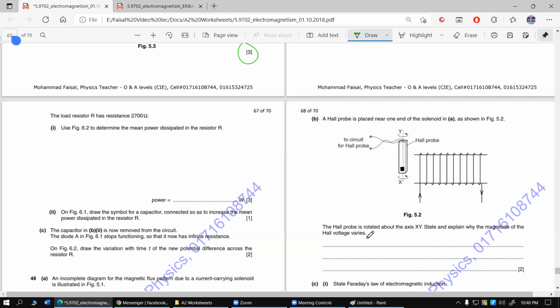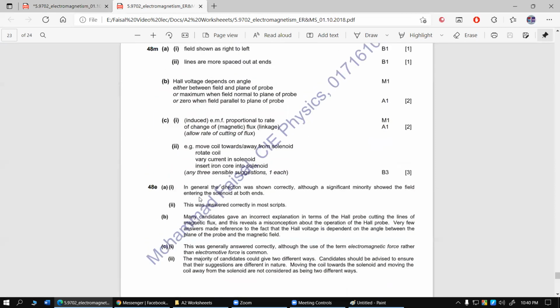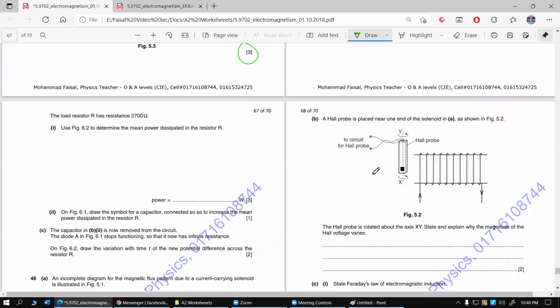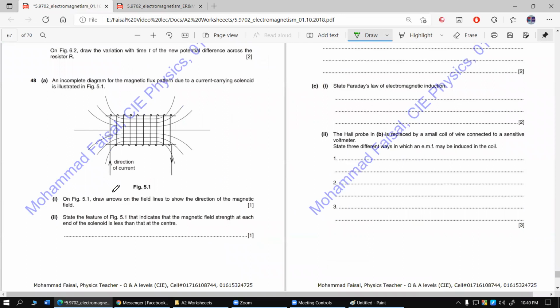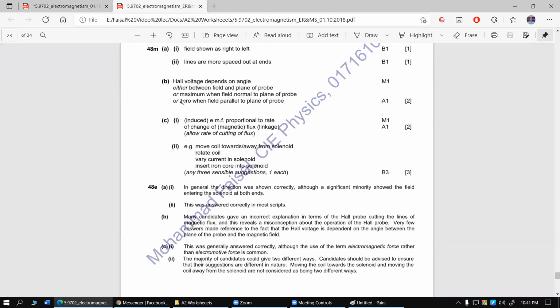So এটা আসলে আমি এক্সপ্লেইন করলাম, বাট এক্সাক্ট ওয়ার্ডিংটা কী হবে আই এম নট শিওর। মানে 2 মার্কের জন্য কনসাইজ ওয়ার্ডিংটা আমি একটু মার্কস্কিম থেকে দেখতেছি। 48 নাম্বার ওয়ার্ডিং কী বলছে? ওয়ার্ডিং বলছে, induced EMF is proportional to rate of change of magnetic flux linkage. দেখি, এটা কত নাম্বার কোশ্চেন? 48 এর বি দেখবো। 48 এর বি তে বলছে Hall voltage depends on angle, either between the field and the plane of the probe, maximum when the field is normal to the plane of the probe, and zero when the field is parallel to the plane of the probe. আচ্ছা.